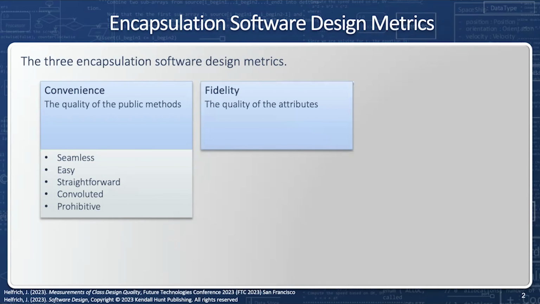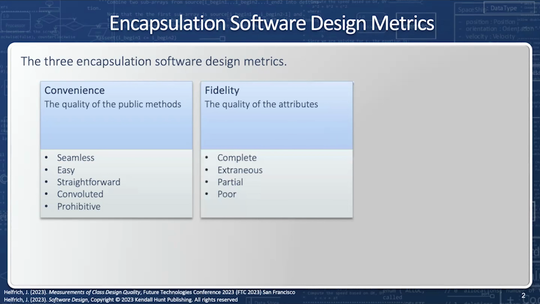The next quality metric is fidelity, and that's the quality of the attributes in a class design. We have complete, which completely aligns with the POM domain; extraneous, which means we have extra states or extra member variables; partial, which means we do not completely capture the POM domain; and poor.